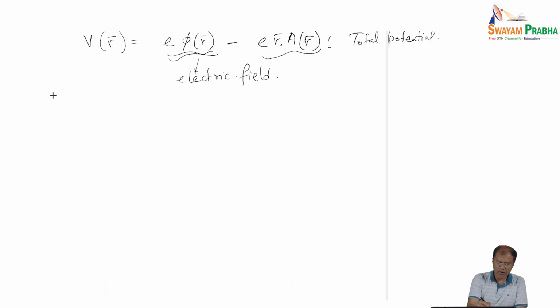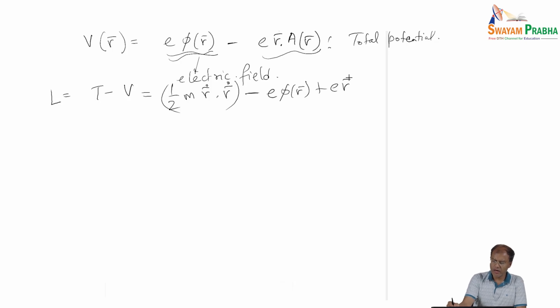And we can now write the Lagrangian. The Lagrangian is T minus V, and that is going to be half m r dot with r dot product. So that is my kinetic energy, minus V, which is E times phi of r plus E times r dot with A of r. So that is my Lagrangian.